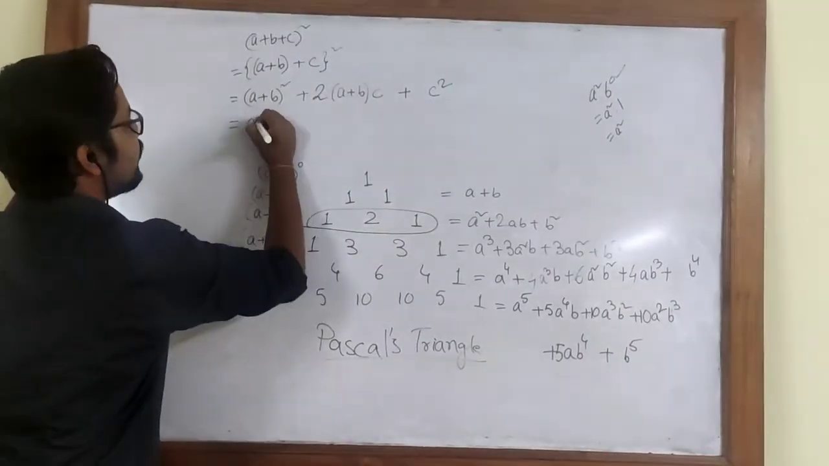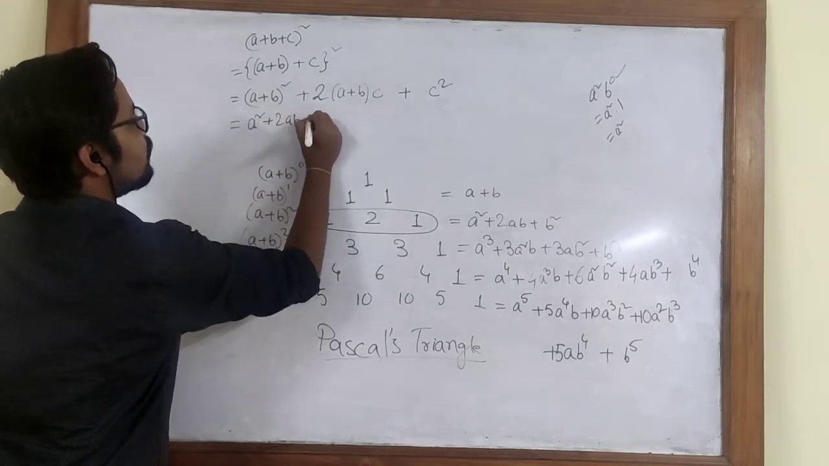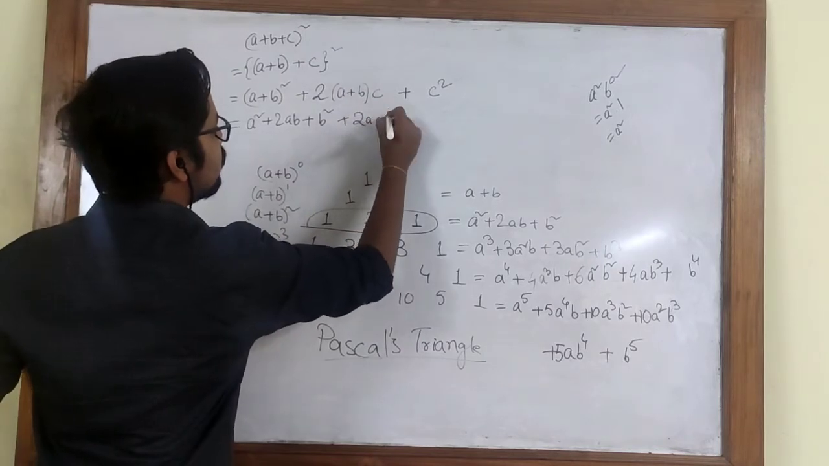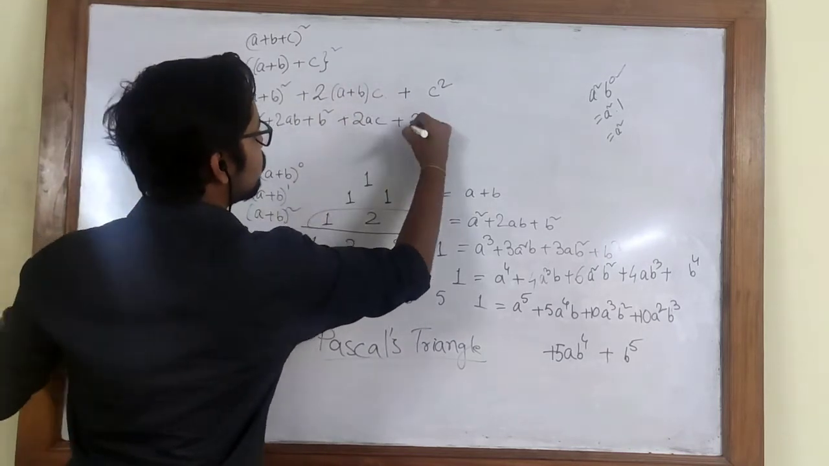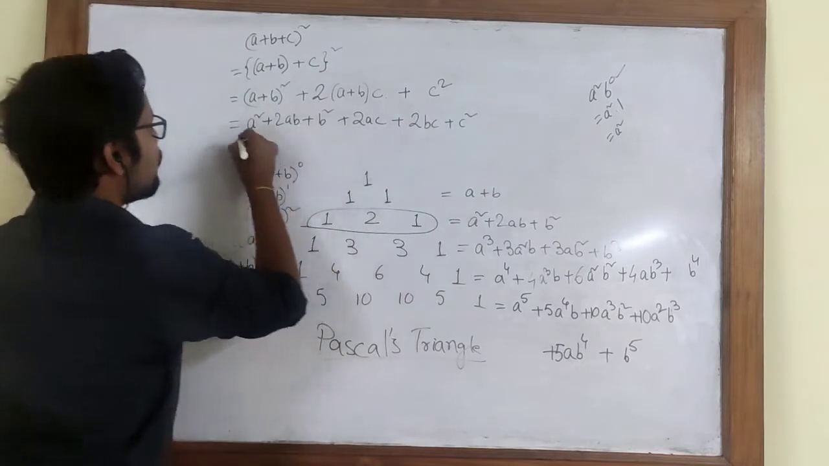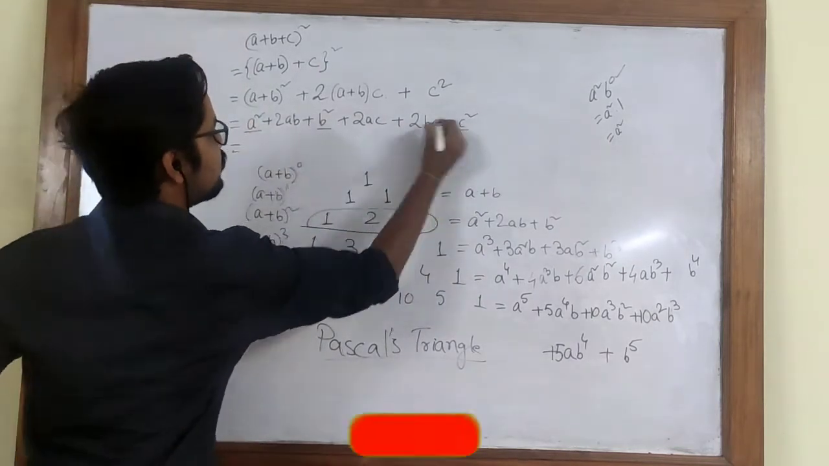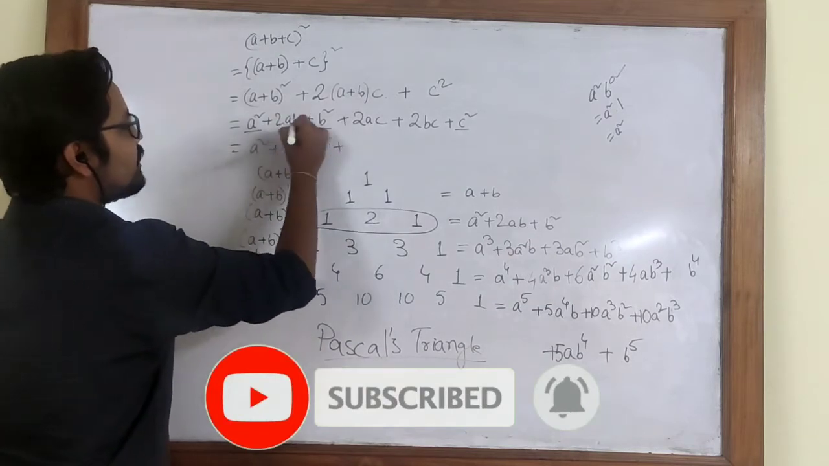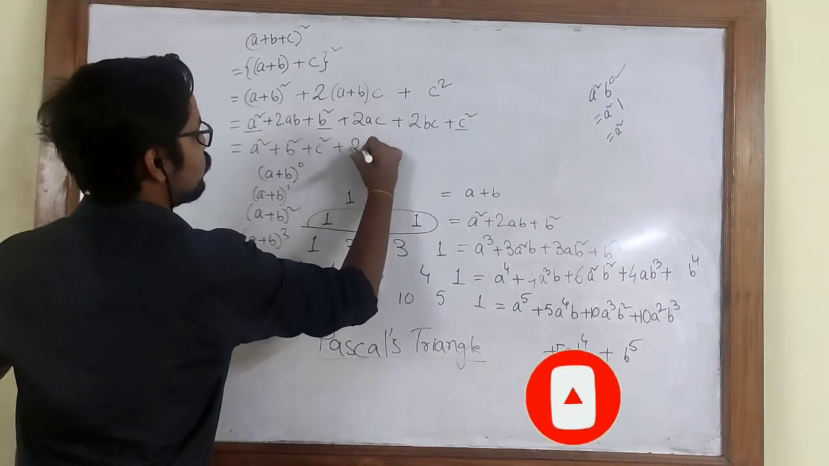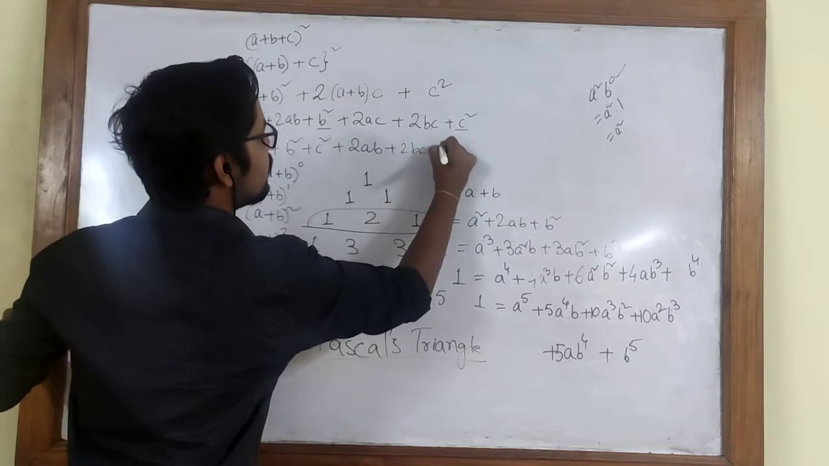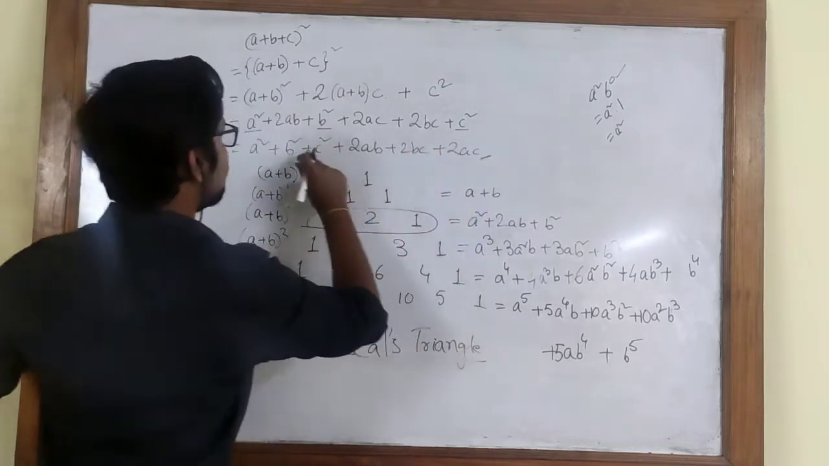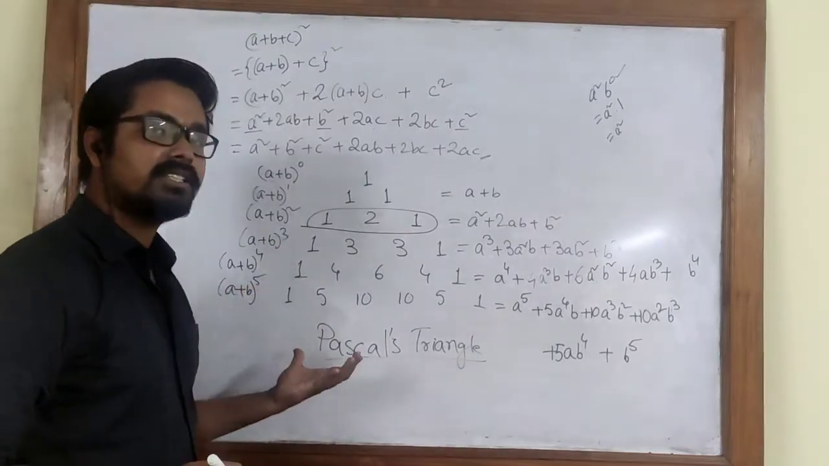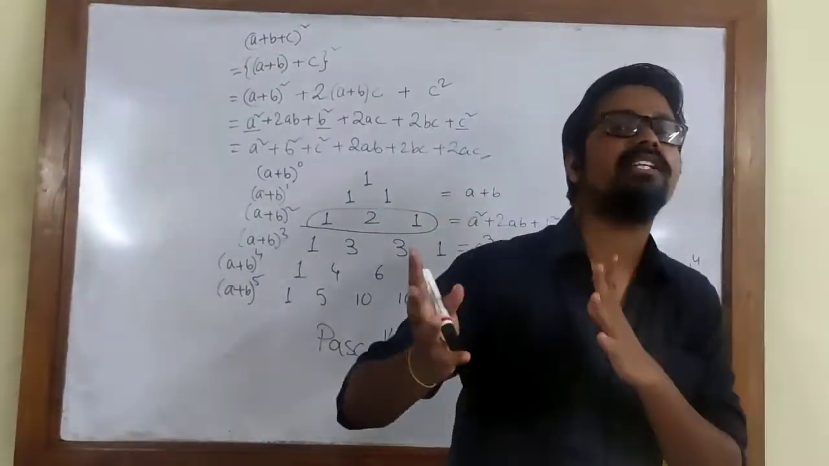So a plus b whole square is again a square plus 2 ab plus b square, plus 2 ac, plus 2 bc, plus c square. Now if I arrange it: a square plus b square plus c square plus 2 ab, 2 bc and 2 ac, and that is the formula of a plus b plus c whole square. So we can use this Pascal's triangle for finding out any formula that we want.